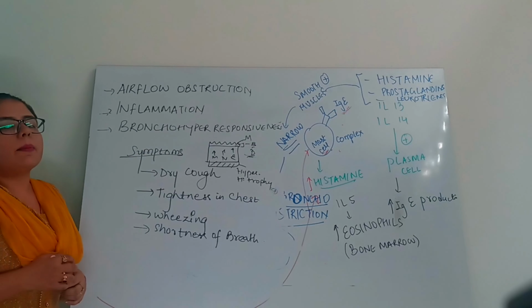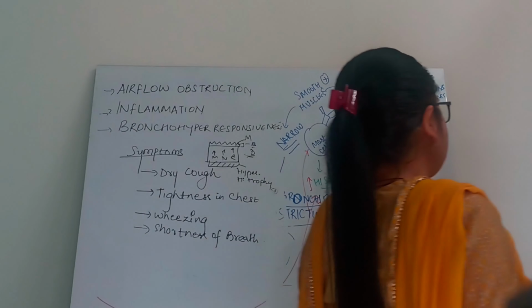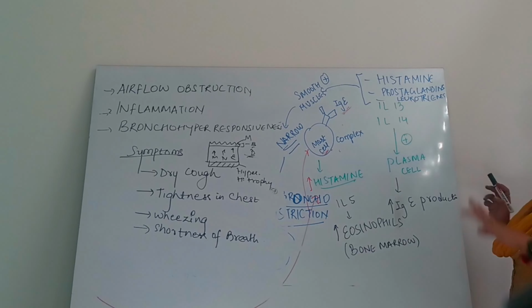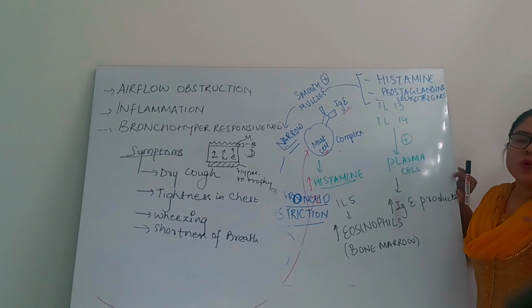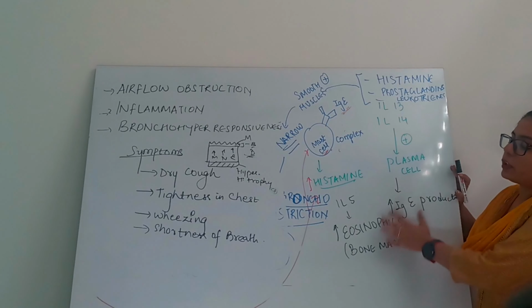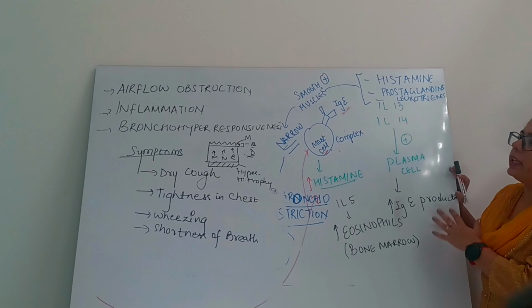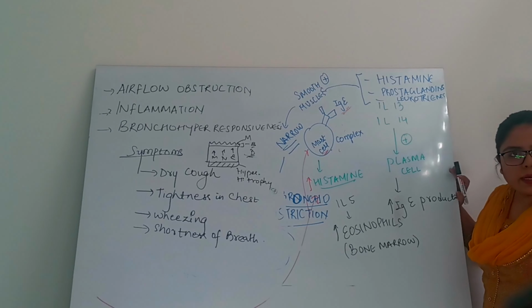So in this lecture, I have just summed up the pathophysiology. In the next lecture, I'll be discussing anti-asthmatic drugs and their mechanism of action. My most focus would be on the mechanism of action. I just discussed this pathophysiology so you have a better overview of what is happening in the body in case of an asthmatic condition, right?